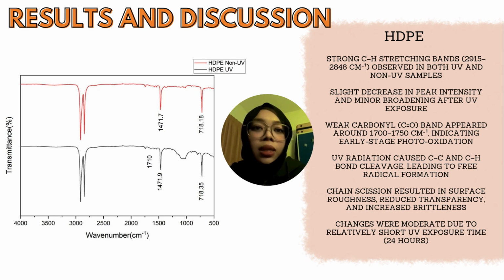with oxygen. This chain scission process leads to a reduction in molecular weight, which explains the observed increase in surface roughness, loss of transparency, and increased brittleness of the UV-exposed HDPE sample. Overall, the degradation observed in HDPE can be classified as early stage photooxidative degradation, primarily limited by the relatively short UV exposure time of 24 hours.